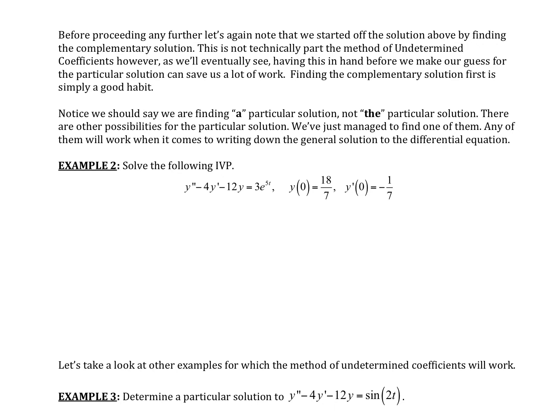So from the front page, we got our solution to be c1 e to the 6t plus c2 e to the negative 2t minus 3/7 e to the 5t. So that's from the front side. I'm not going to recreate the problem. It's the exact same problem. What does it look like if we now want to use the initial values? What do you think I need to do?